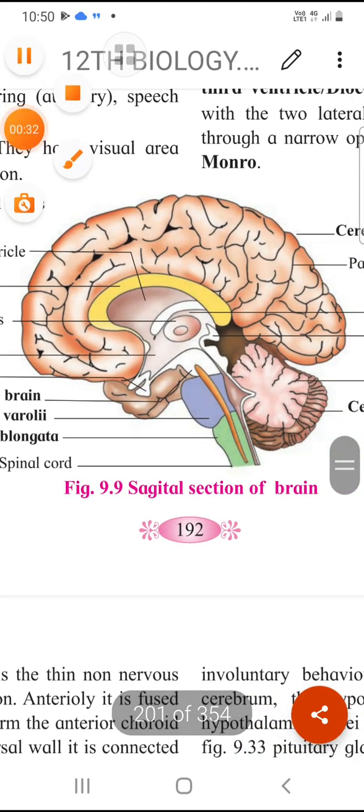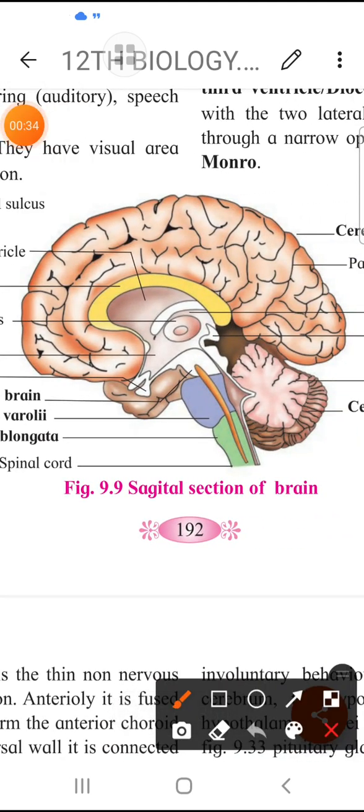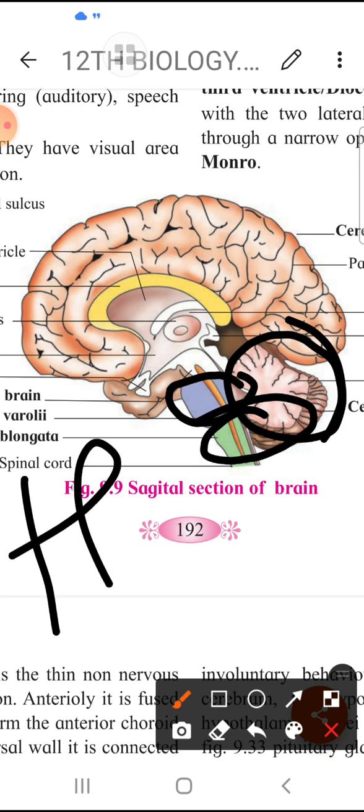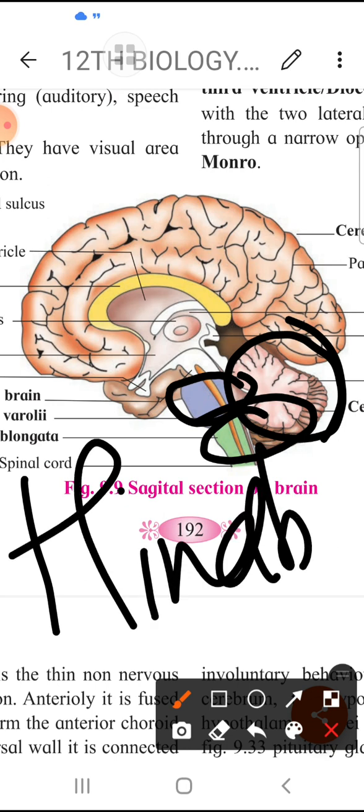When you say hindbrain, what all parts are included? Number one, pons varolii plus medulla oblongata plus cerebellum. Okay, so these three are combining together to form your hindbrain.